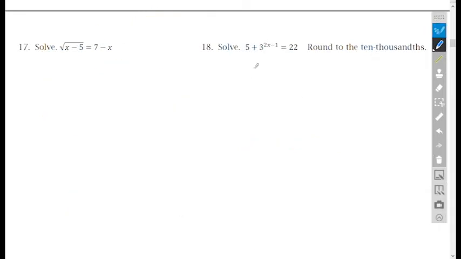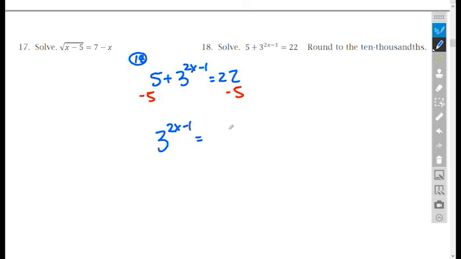All right, number 18, solve. So we have 5 plus 3 to the 2x minus 1 equals 22. So it's an exponential equation. We solve this by getting the exponent by itself. So I'll subtract 5 to do that. So 3 to the 2x minus 1 equals 17.